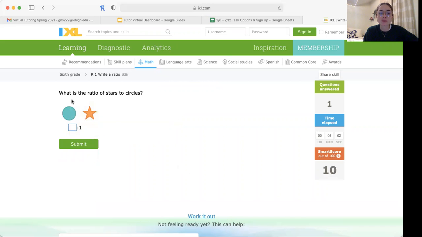The next one says, what is the ratio of stars to circles? So stars is the first word written, and we count. There's 1 star, and there's also 1 circle. So the ratio is 1 to 1.